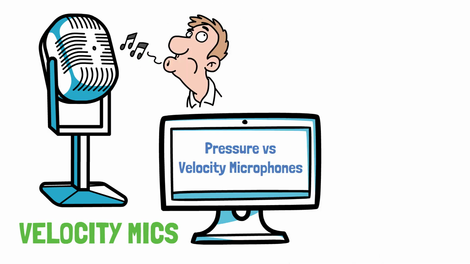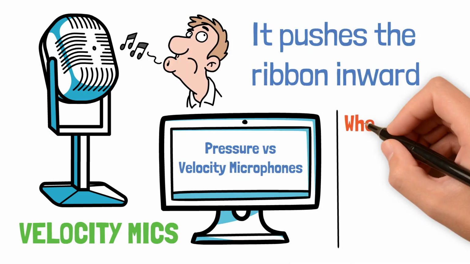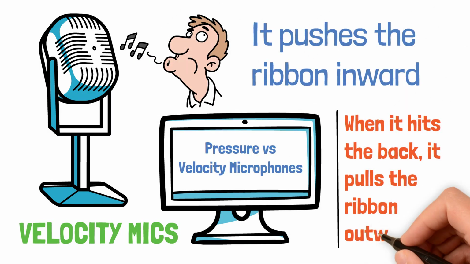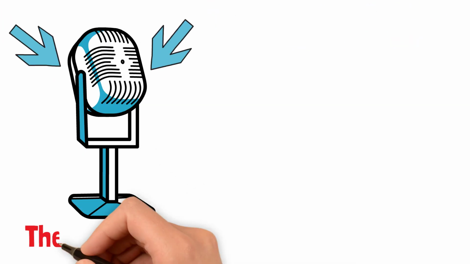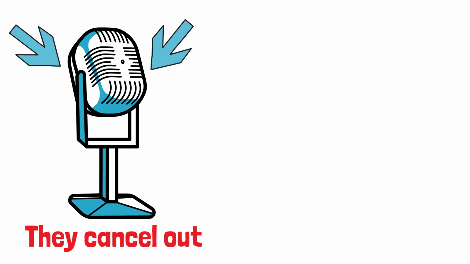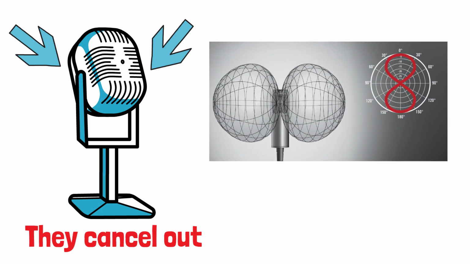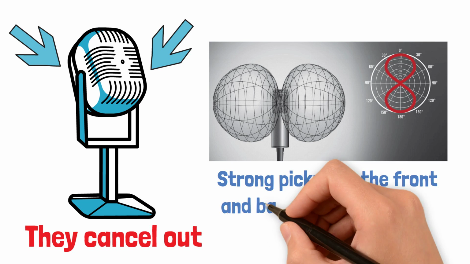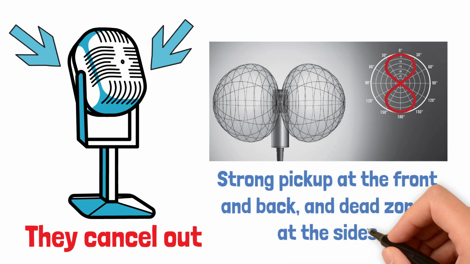When sound hits the front, it pushes the ribbon inward. When it hits the back, it pulls the ribbon outward. If a sound wave hits both sides equally, like from the side, they cancel out. This creates the classic figure 8 pattern: strong pickup at the front and back, and dead zones at the sides.